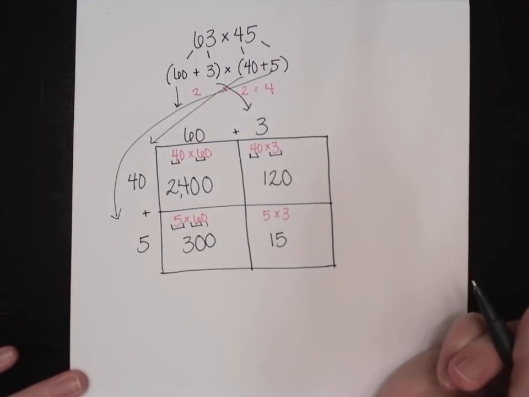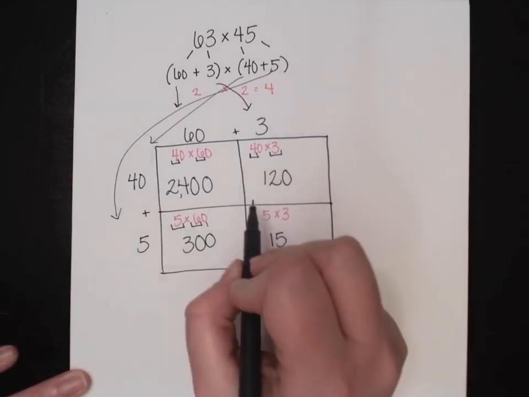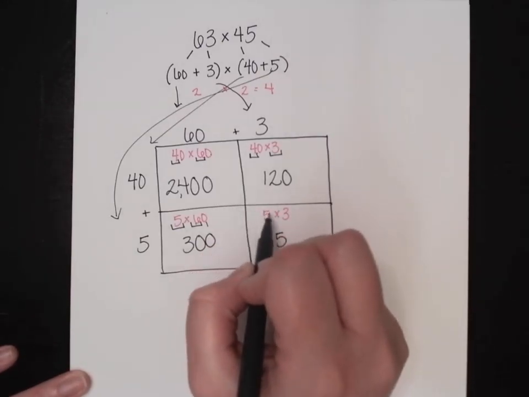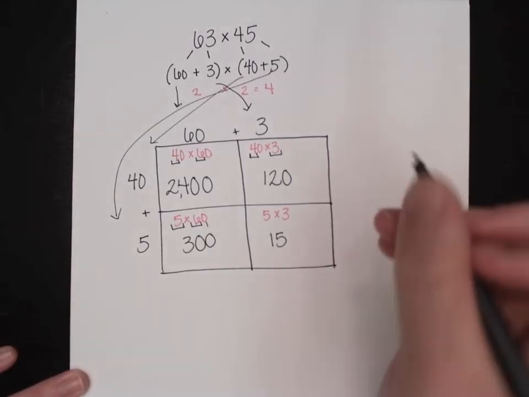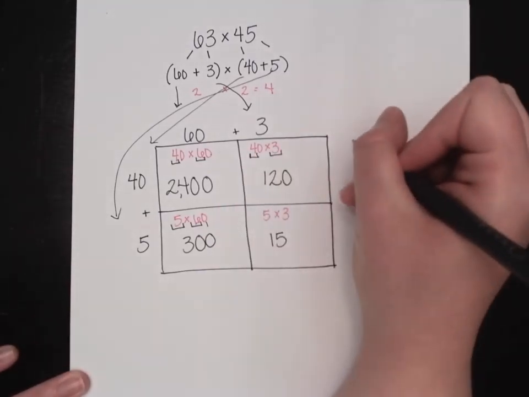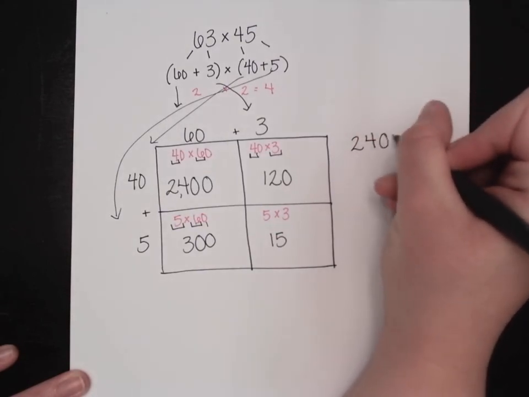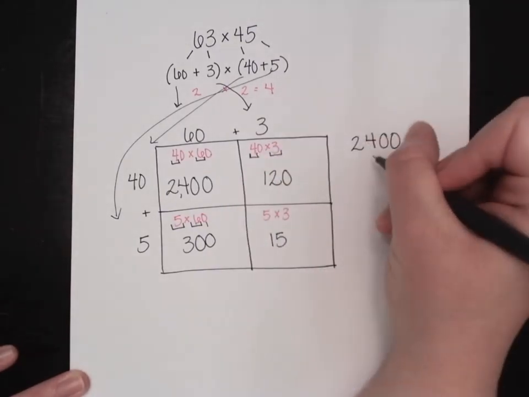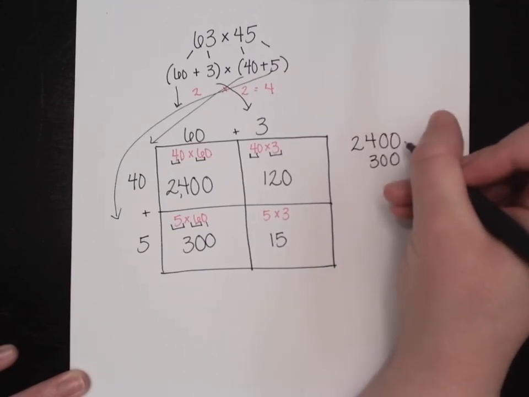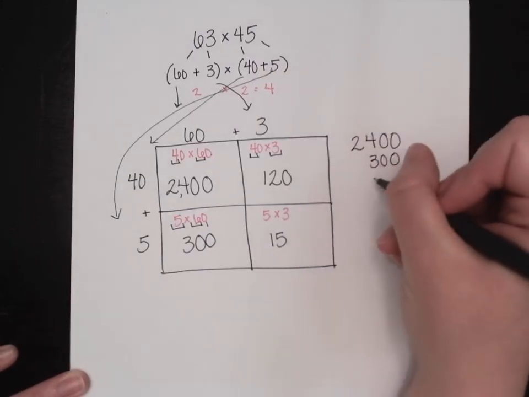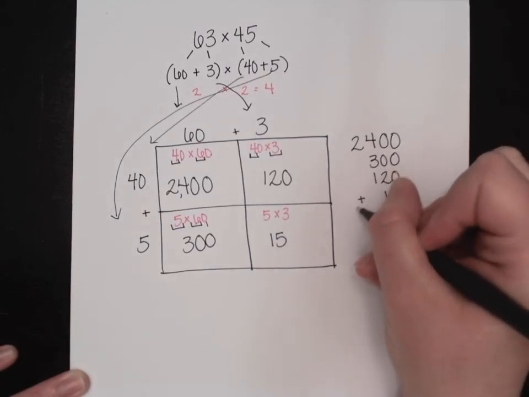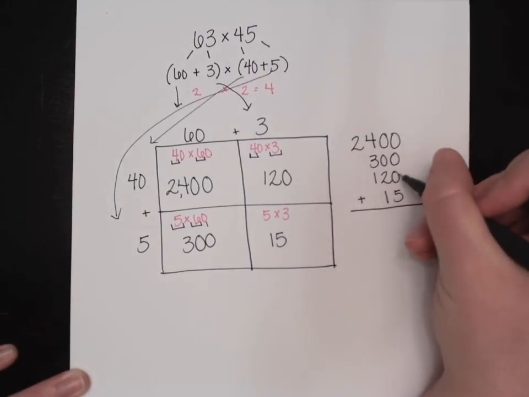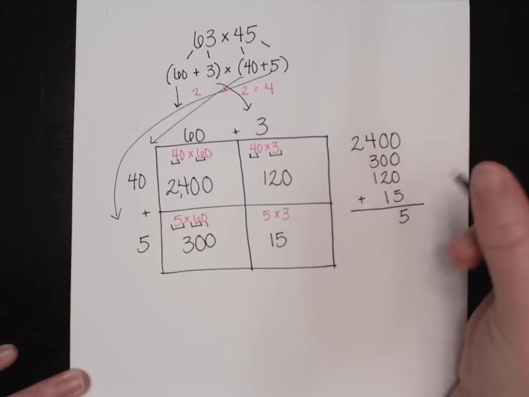Now your final step is to add all these numbers together. If it's easier for you, you can add them 2 at a time and then add both of those sums together. Or you can just line them all up from greatest to least. So I have 2,400 plus 300. Always make sure you're lined up correctly. Plus 120 plus 15. 0 plus 0 plus 0 plus 5 equals 5.